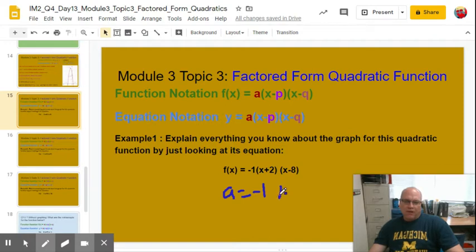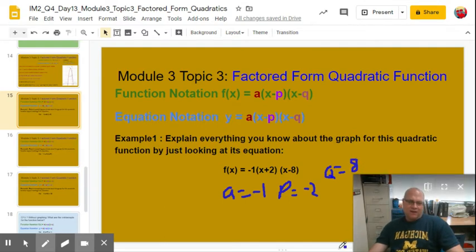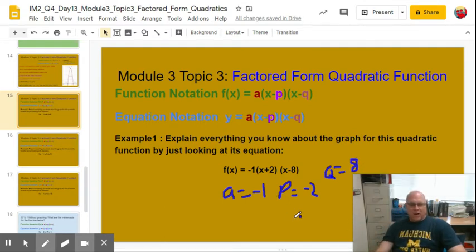Then we know that the p-value is actually equal to -2, and the q-value is equal to +8. All right, so then that means we know that this parabola crosses the x-axis at (-2, 0) and (8, 0). All right, now how can we quickly figure out the axis of symmetry?